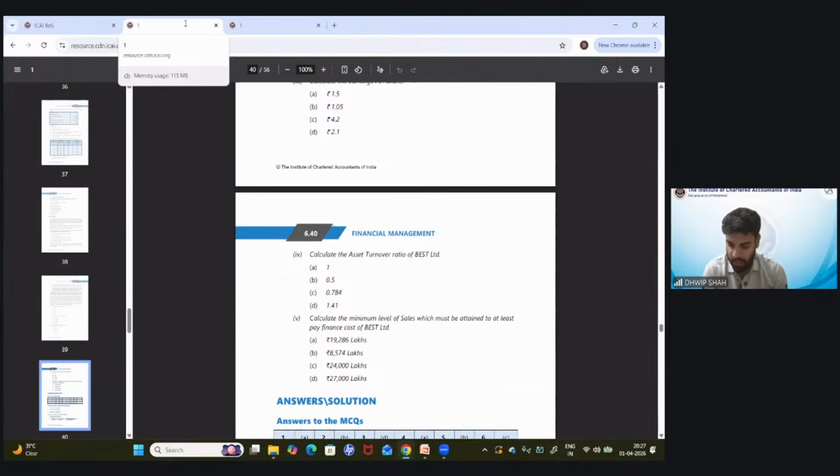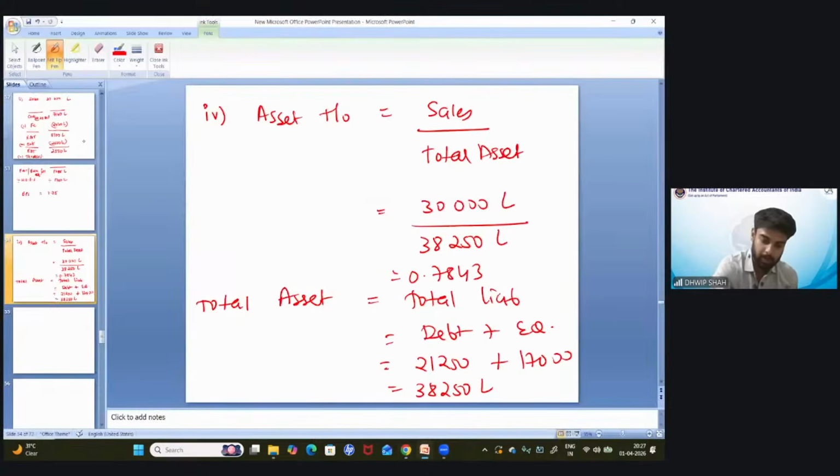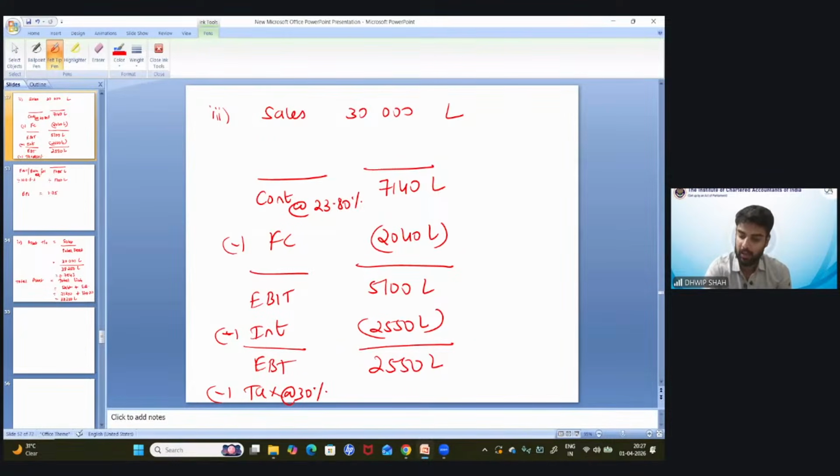Fifth, very important, calculate the level of sales which will be attained to at least pay finance cost of Bash Limited. Means they are asking you to calculate sales such that you just cover your finance cost. मतलब कि आप इंटरेस्ट कवर कर पा रहे हो, एक बार इंटरेस्ट कवर कर दिया मीन्स EBT is zero. This is what they are asking. Calculate sales when you are covering your interest cost. Means EBT will be zero, yes or no? Means EBIT will be 2550 lakh, correct? अगर हमारा EBIT 2550 lakh है तो can I say we are just covering the interest? 2550, yes or no?